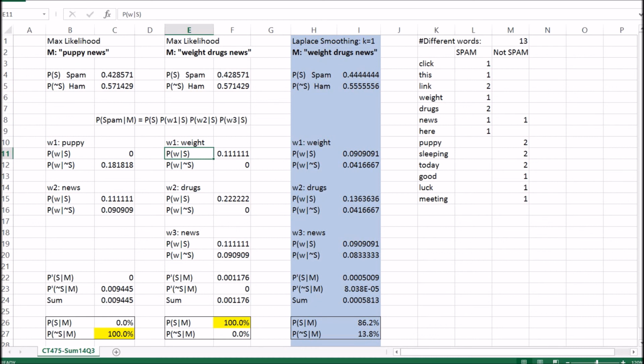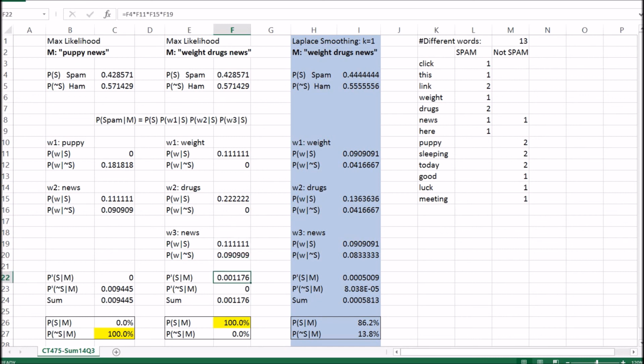What's the probability of the word weight given spam? Well, 9 spam words, of those weight occurs once, so it's 1 over 9. What about in the non-spam? Well, here's our non-spam, and the word weight doesn't occur at all, so that's 0 out of 11. Drugs occurs 2 times out of 9 in the spam, and 0 times out of 11 in the non-spam. And news occurs again 1 time out of 9 in spam and 1 time out of 11 in the non-spam.